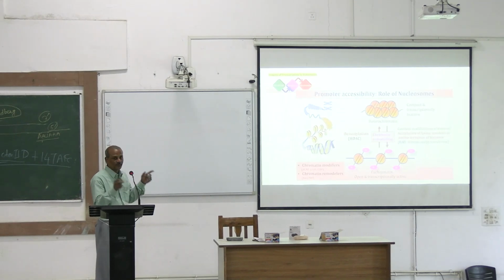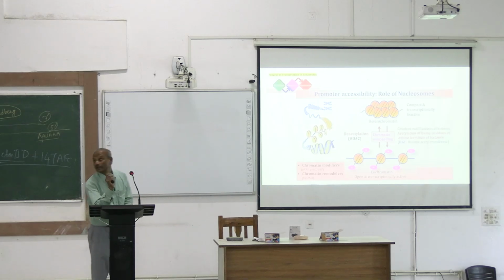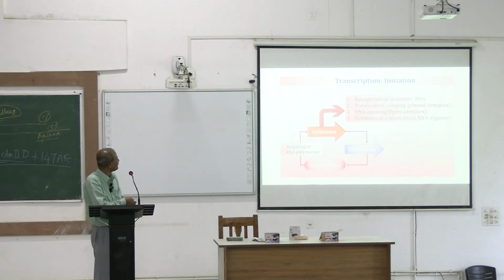The promoter has to be accessible, that is one thing. As I told you, chromatin is a very complex structure, so we have to get access to that area. Only with promoter accessibility to that particular sequence of the DNA will transcription initiation take place.